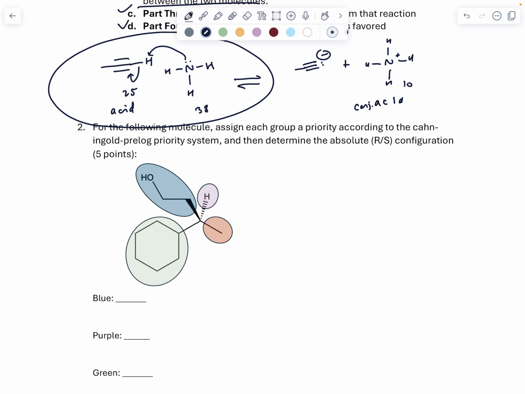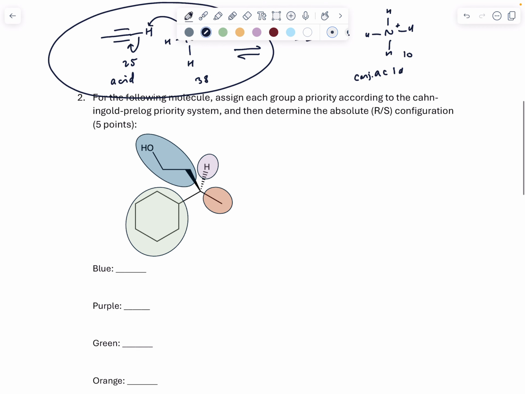Okay, for the following molecule, assign each group priority. Okay, so this is priority 4, and now we're looking at all 3 of these carbons. We talked about this in class Thursday before the test, and then it happened on the test. Most of you knew that the hydrogen was priority 4, and this carbon having 3 hydrogens on it is priority 3. But we really have to compare all 3 of these, because all 3 of these are carbon, so any of these carbons could be the next priority.